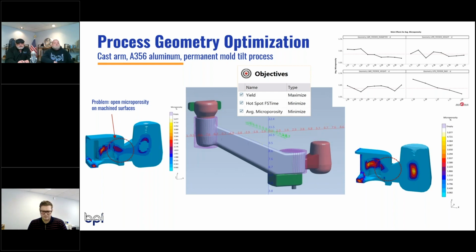So as a result, on the right side, in that screenshot you're seeing, that micro shrink is still in the part, but it's further away from the functional areas that are of concern to the design engineers. And the scatter charts up on top in the right corner provide correlation between the height and the diameter of each riser and the average microporosity.